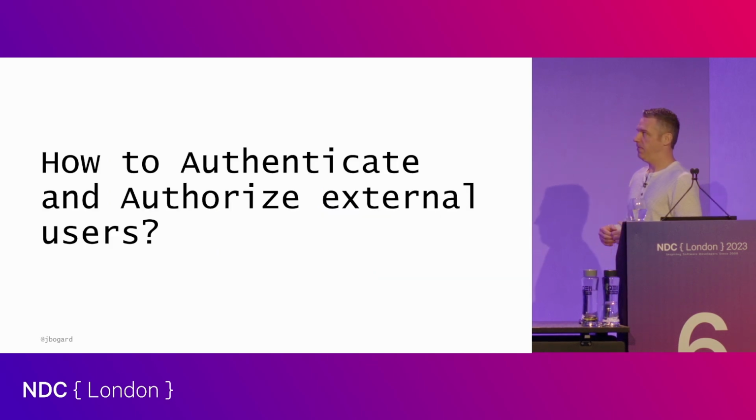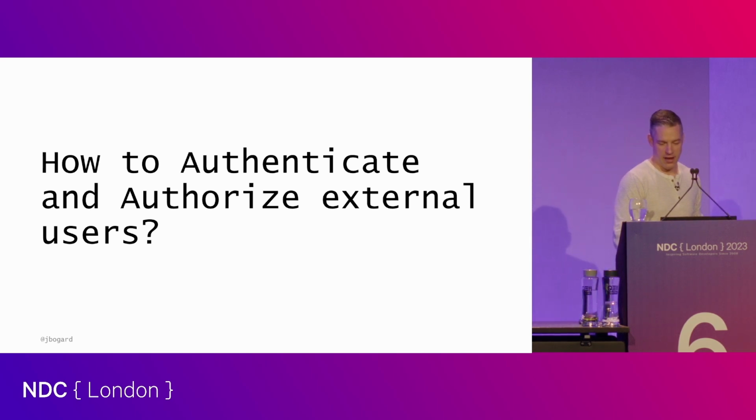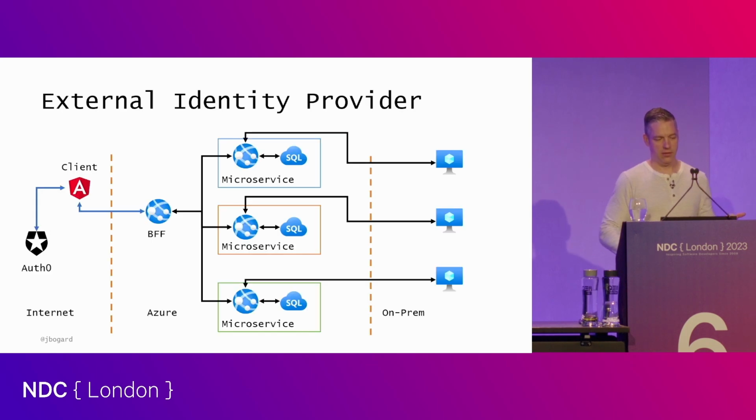So the first thing they had to figure out was, how do we authenticate and authorize external users? So the people using the browser, how can we authenticate? How do we know who you are and what kind of things you can do? Their existing application used that cookie-based authentication, but it was all completely baked into that system, and we couldn't make it portable to something else. And so they wound up going with Auth0, an external identity provider for the authentication of those users.